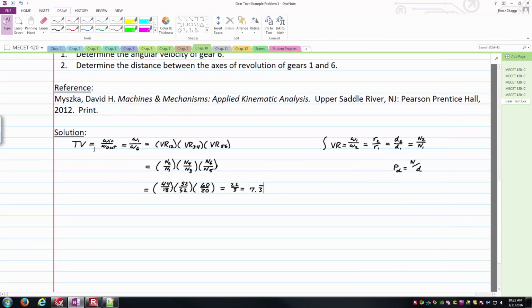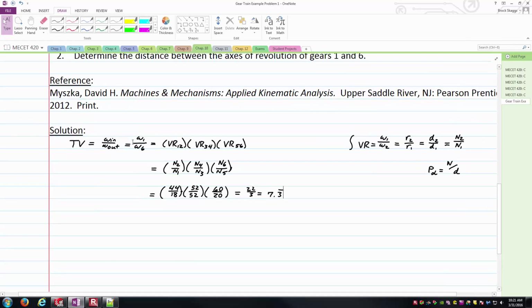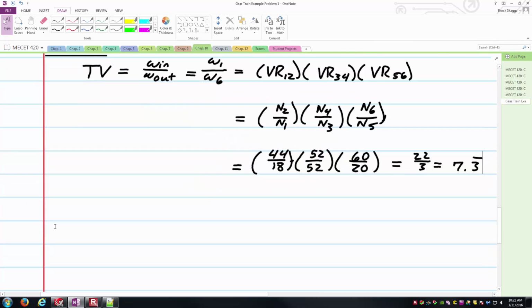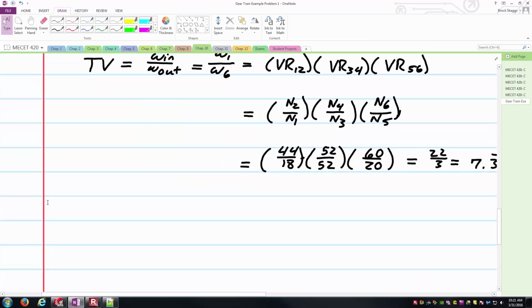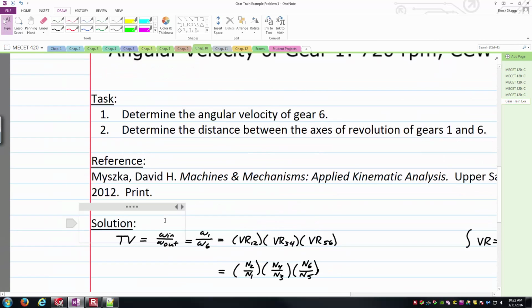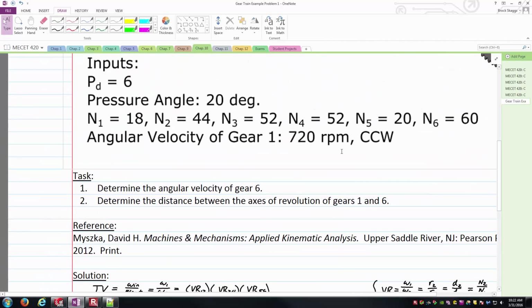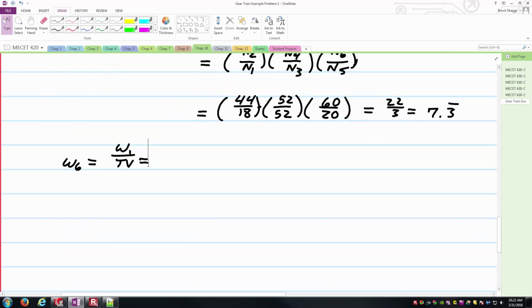Alright, so now that I've got the velocity ratio, that can be thought of as the ratio of the input angular velocity to the output. Well, I'm after the output, or omega 6 here, and so using this first part of the expression where we talked about the definition of the train value, I should be able to solve for the magnitude, at least, of omega 6. At this point, I haven't really dealt with anything about whether that gear is going to be turning clockwise or counterclockwise. So I'll just say, okay, omega 6 here is omega 1 over the train value, where I have omega 1. That was something that would be known. 720 RPMs counterclockwise.